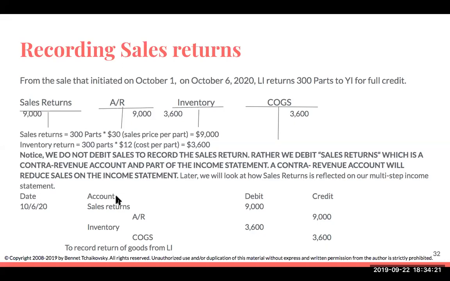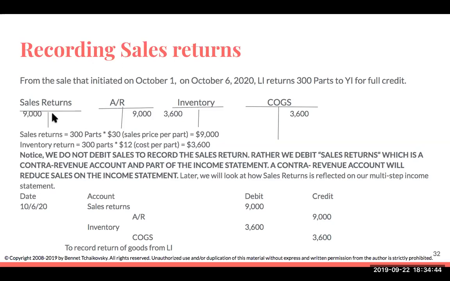And so previously when we did this for a purchaser, we would debit accounts payable, and we would be crediting inventory. This is different. This is from the seller's perspective. So on October 6th, they returned 300 parts to us for full credit. So we get back 300 items. So we've got to do two things kind of similar to this.